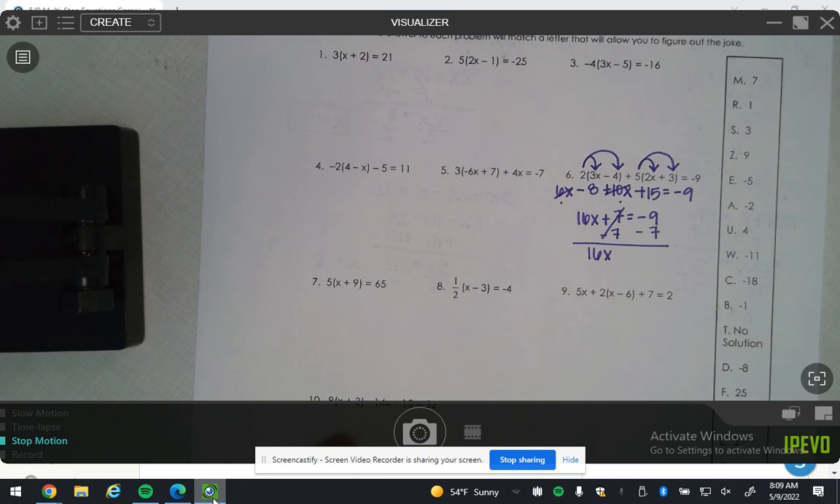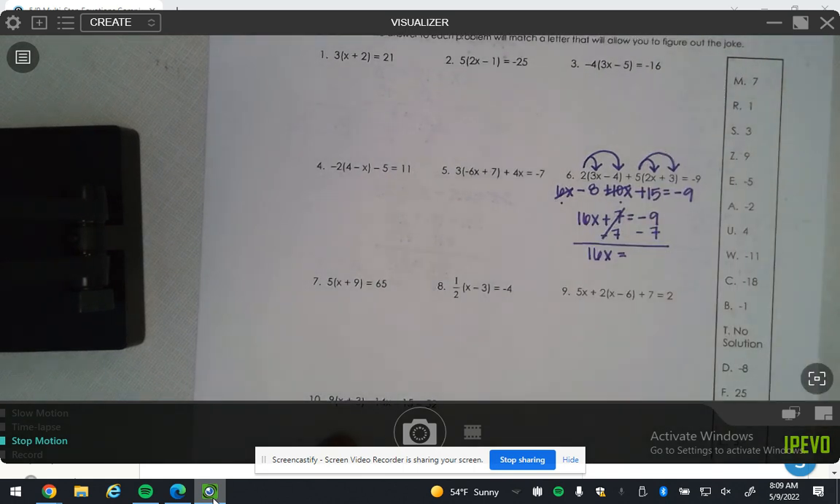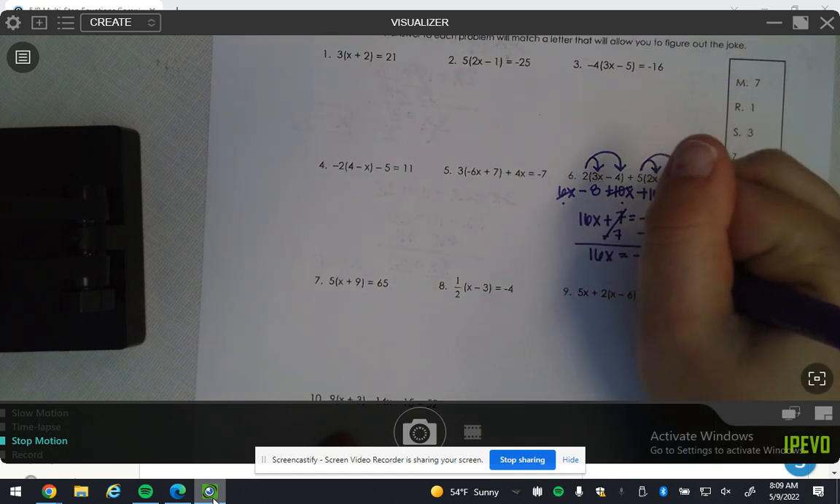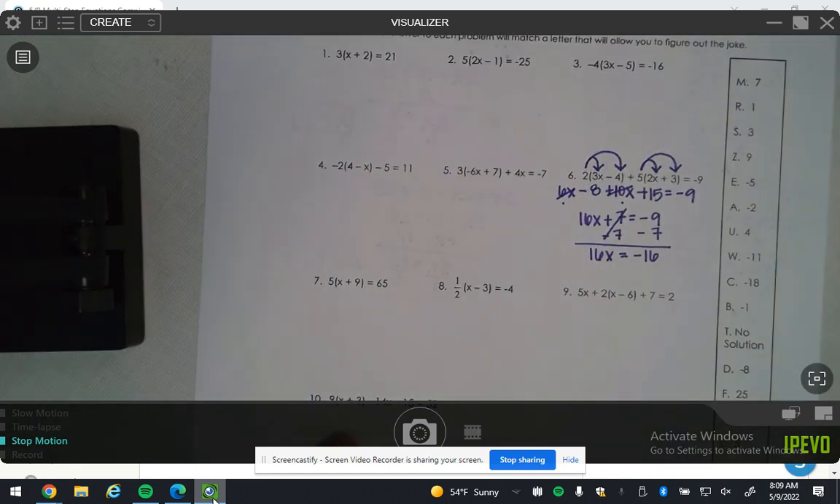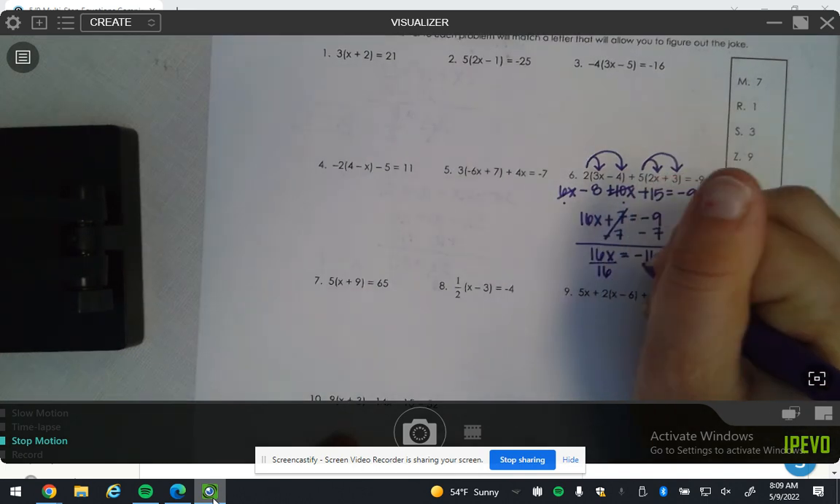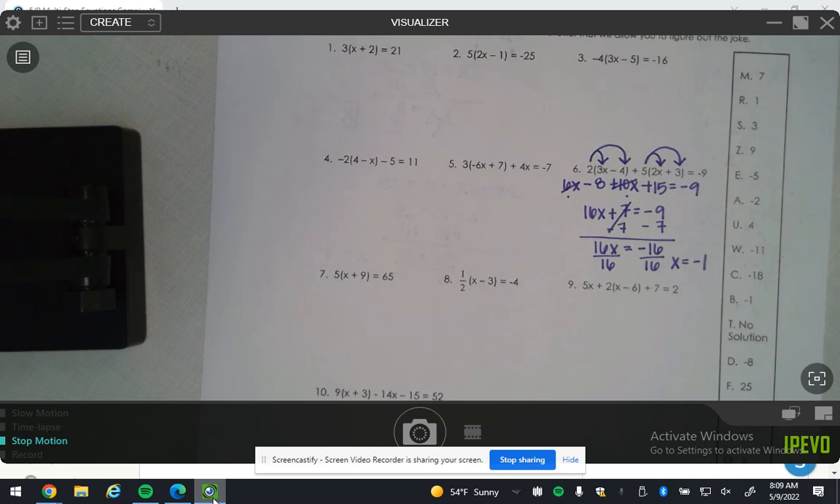The 7s cancel. Dakota, I would suggest you're writing this down. I'm going to turn this off, and you're not going to be able to write it down. You need to do it as I'm doing it. -9 minus 7. Put it in your calculator. What is -9 minus 7? That's -16. Now you have to divide by 16. So x equals -1.